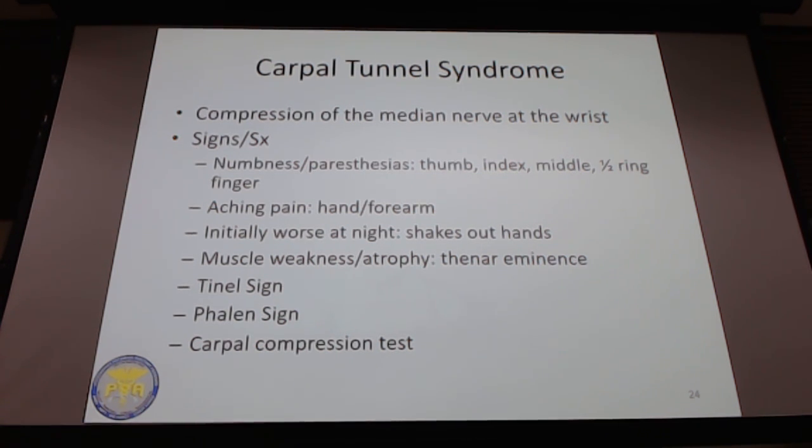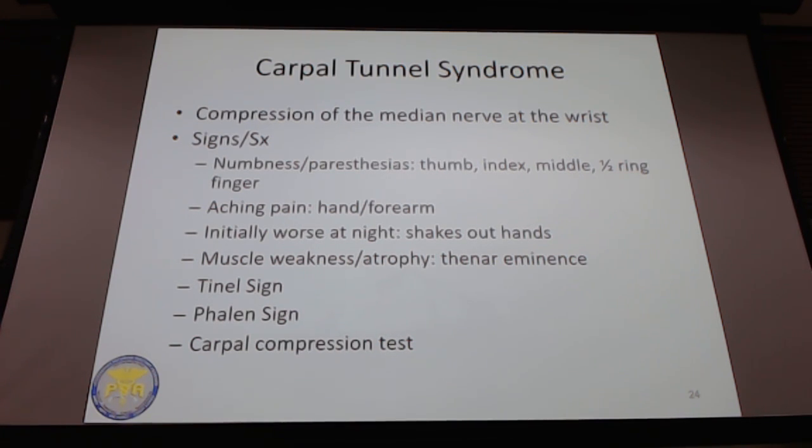Aching pain, hand in the forearm, initially worse at night, shakes out their hand. They're always doing this to try to make it come alive again because it feels like it's dead, right? It's going to sleep. You get muscle weakness and atrophy in the thenar eminence. What's the thenar eminence? Yeah, this part right here. Right. So your thumb, the pad of your thumb.